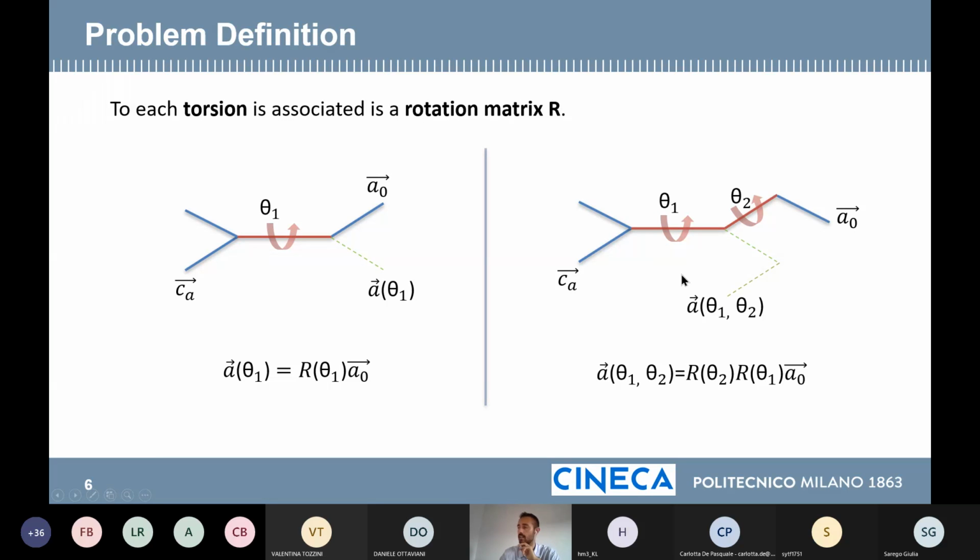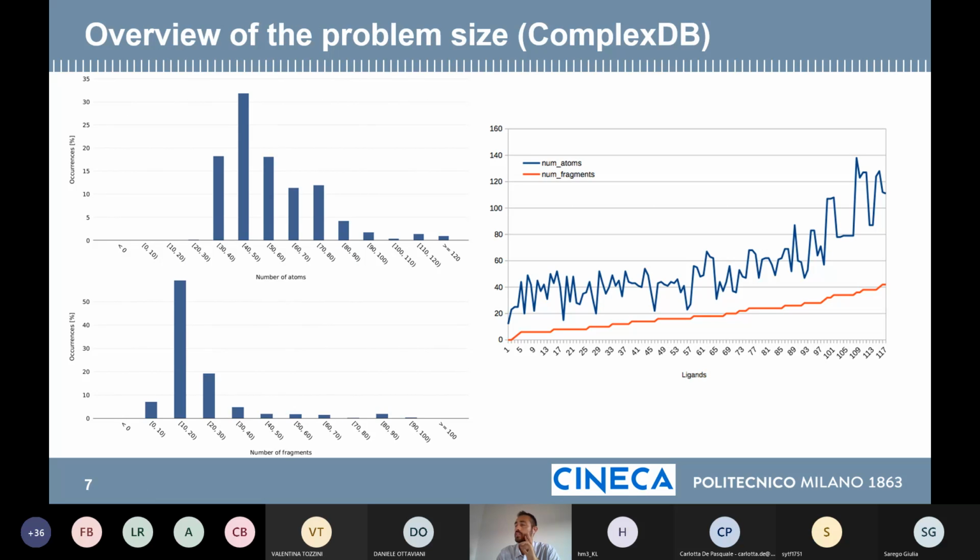Okay, this is the classical way of doing these things. So, something about our data set. We started from the data set that we had, which was made in this way.